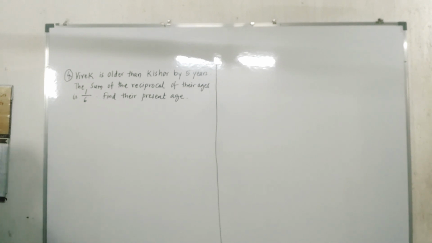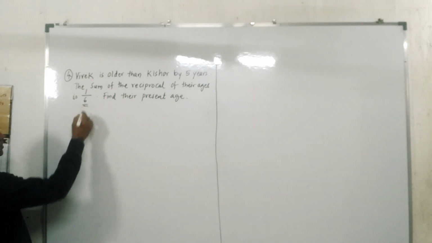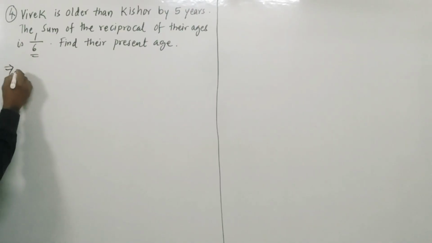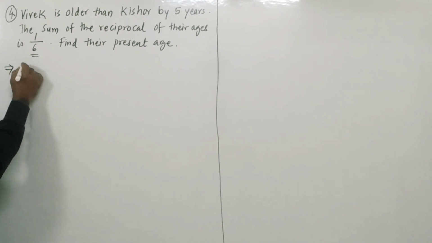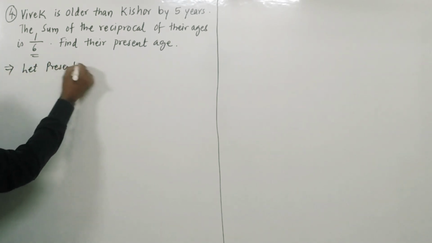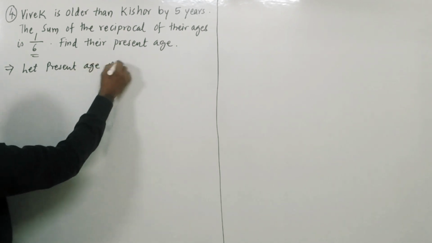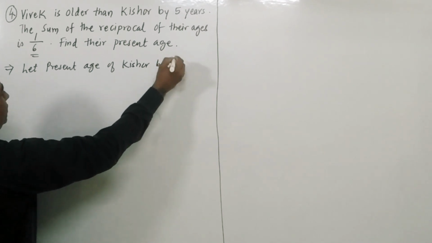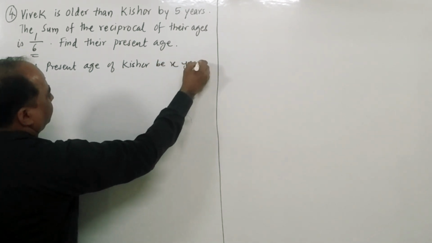Fourth example, Vivek is older than Kishore by 5 years. The sum of the reciprocal of their ages is 1 upon 6. Find their present age. So, let present age of Kishore be x years.